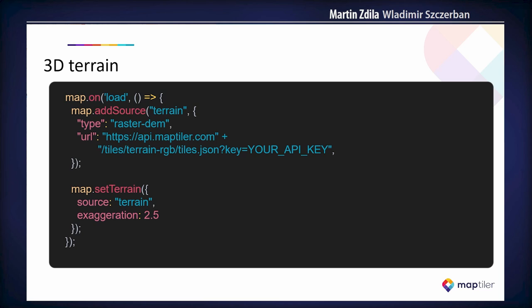And MapLibre supports Terrarium tiles for elevation data, or Terrain RGB tiles, which are from Mapbox. These tiles are basically PNG files where the elevation is encoded into the RGB channels, so each pixel represents the elevation on the tile.